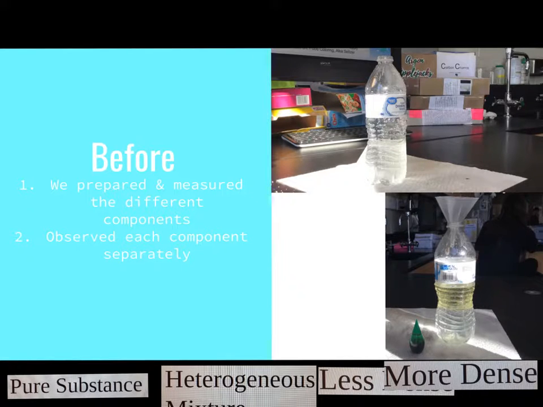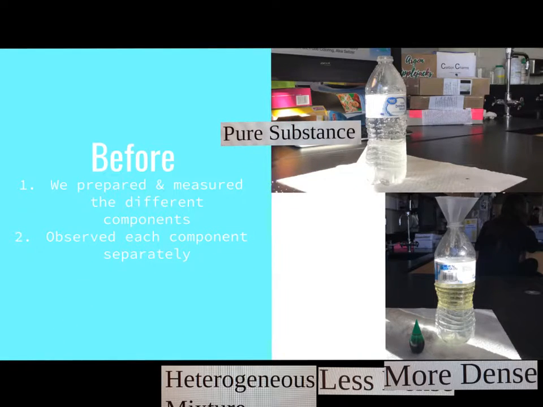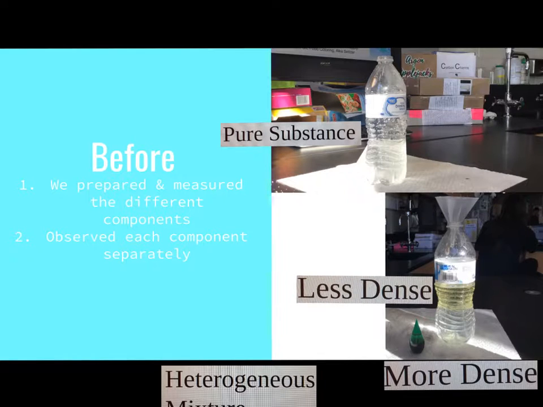So, the first stage is before. As you can see, the water in the bottle has not made contact with the oil or food coloring yet. This makes it a pure substance. In the second picture, you can see that we have poured the oil into the bottle. The oil sits on top of the water because it has less density, or is less dense.